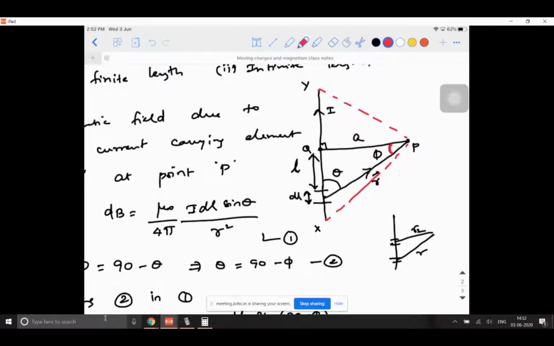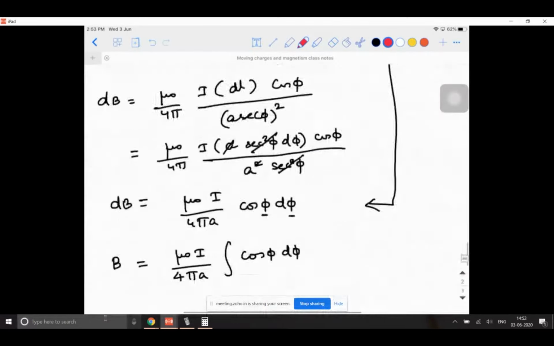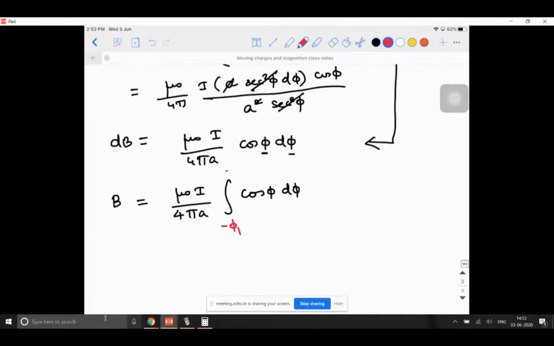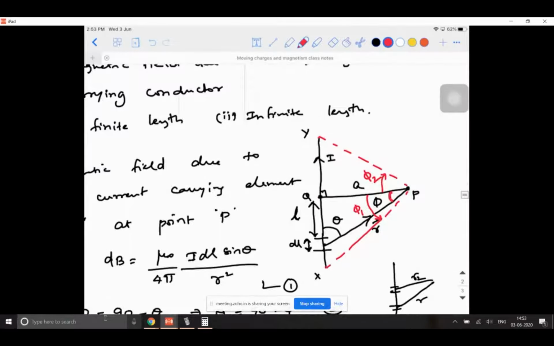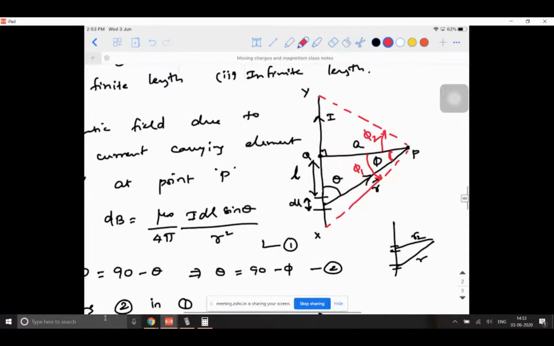So this phi is a variable now. Variable means it is changing from one place to another. So if I take this angle to be phi 1, and this angle to be phi 2, then the integration that we can do will be from minus phi 1 to phi 2. When the value of phi is equal to phi 1, it is at this point. When the value of phi is equal to phi 2, it is at this point. So I have covered the entire length of the rod. Then you will get the sum of all the magnetic fields produced by all such elements which are present on this particular conductor.